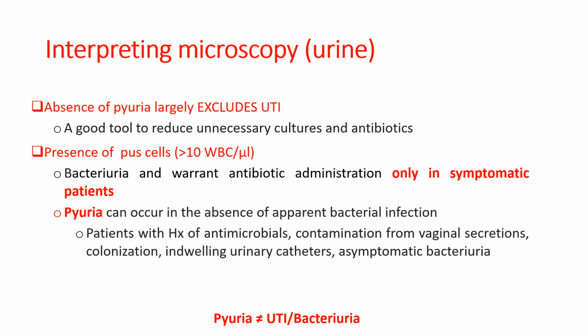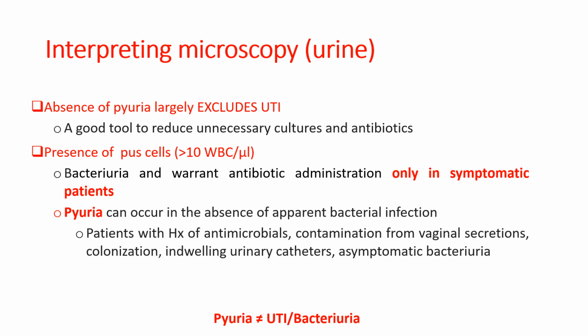In asymptomatic patients, presence of pus cells needs to be correlated carefully. Pyuria can also occur in absence of infection, in cases such as patients on antibiotic therapy, contamination from vaginal secretions, colonization, patients on catheters, or asymptomatic bacteriuria.